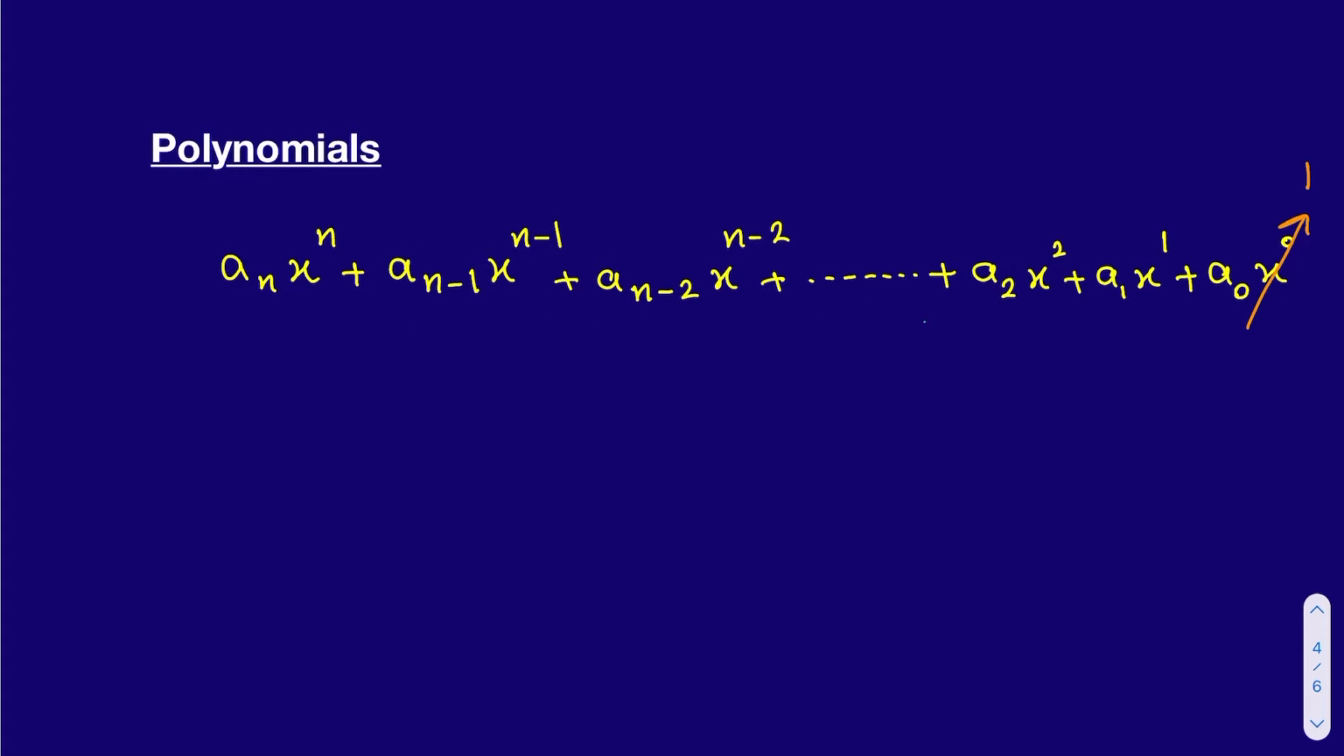So here x is a variable. As you see, the a's are coefficients, and coefficients are numbers. Coefficients are non-negative integers. And the first coefficient, which is a sub n, is called the leading coefficient. So this is called the leading coefficient.